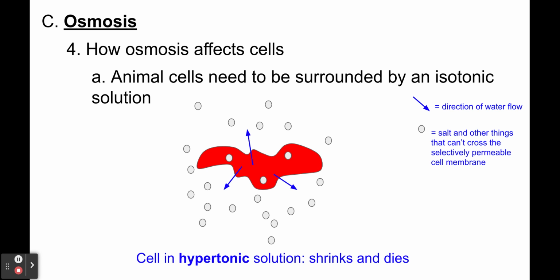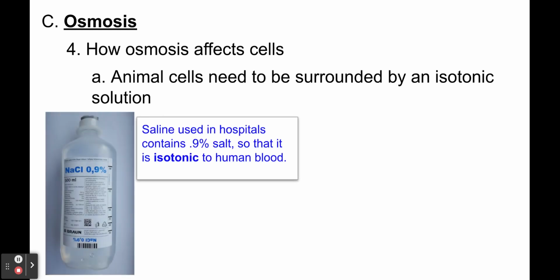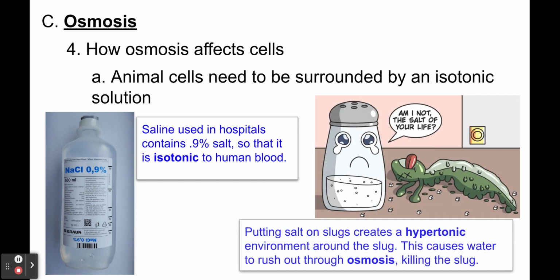Here's some real life examples of how we can use that. Saline used in hospitals, that's what you would have in an IV, contains 0.9% salt so that it is isotonic to human blood, so that it doesn't make blood cells swell or shrink. It keeps blood cells the size that they should be. But we can also use it to kill things like slugs. Putting salt on slugs creates a hypertonic environment around the slug. There's too much solute around the slug. This causes water to rush out through osmosis, killing the slug.